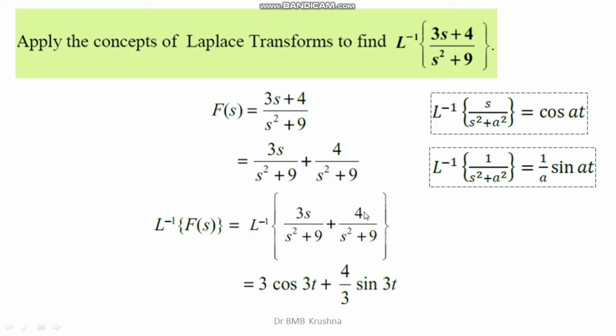Plus 4 is constant outside of the inverse Laplace transform, that is L inverse of 1 by (s square plus 3 square), that is 1 by 3 sin 3t here. Hence, which is the required inverse Laplace transform of this function by using direct method.